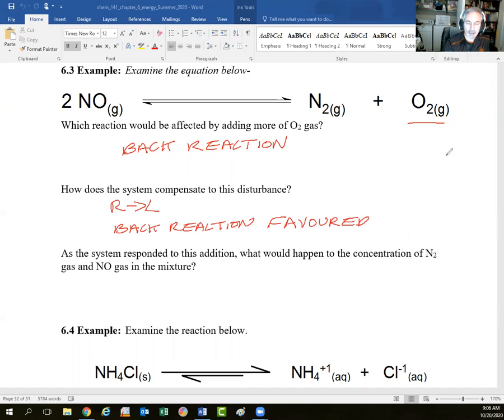We can see why when we think about collision theory. Add more oxygen, there's a greater concentration, so there's more collisions with nitrogen, and so the rate of the back reaction speeds up.